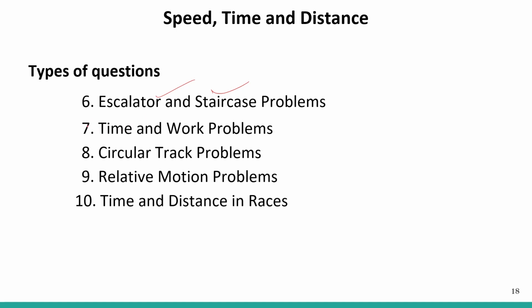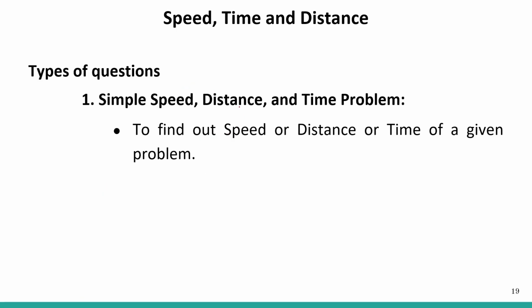Okay. So the 7th kind of question is on time and work problems. The 8th one will be on circular track problems. The 9th one will be on relative motion problems. And the 10th one will be on time and distance in races. Okay. In races, time and distance play a crucial role. So let's see the type one question, that is simple speed, distance and time problems.